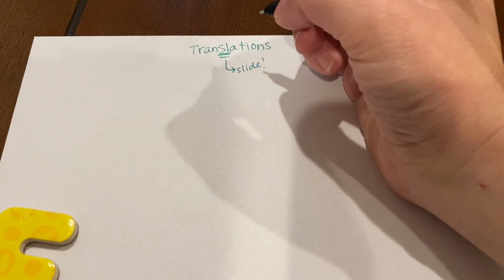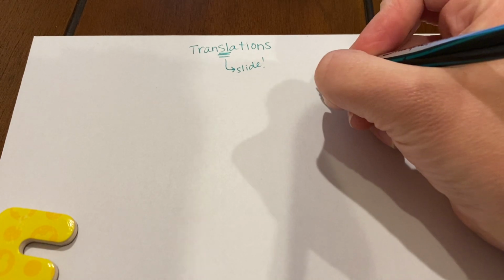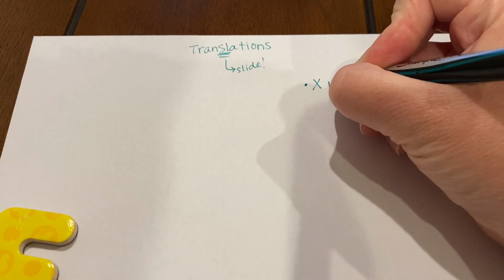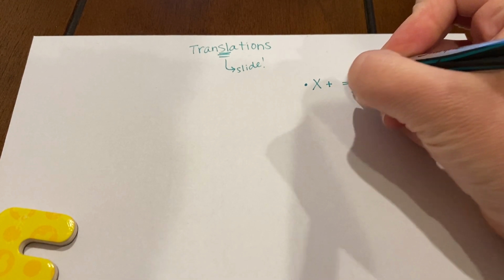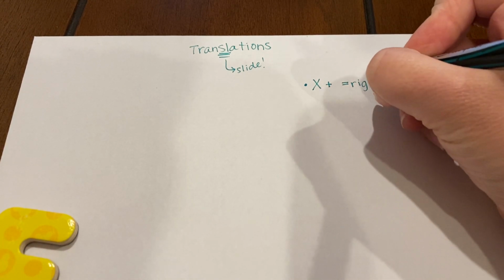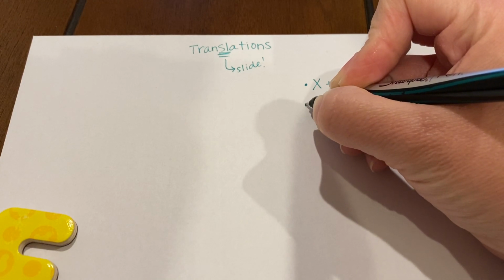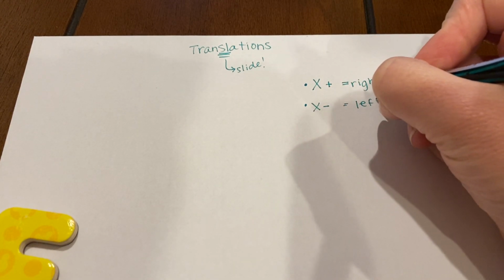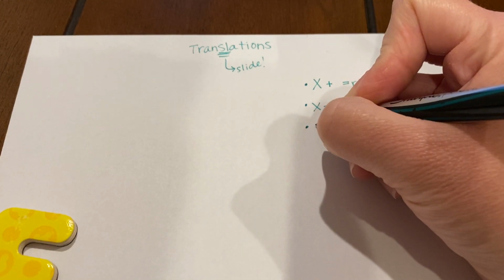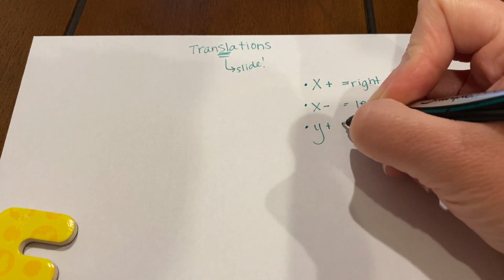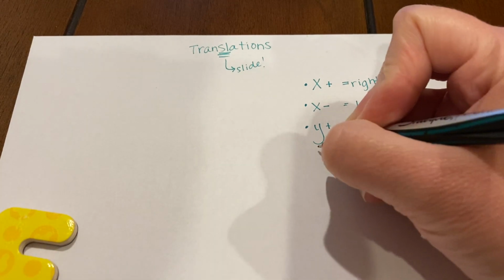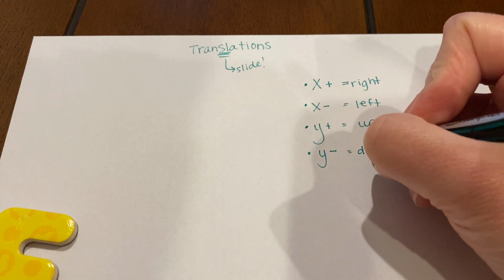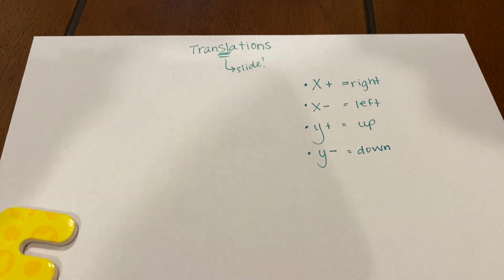So here are a couple things we need to know. We need to know a little bit of algebra. If we see X plus, that means the object is going to move to the right. And if we see X minus, it's going to move to the left. If we see Y plus, it's going to go up. And if we see Y minus, it's going to go down.